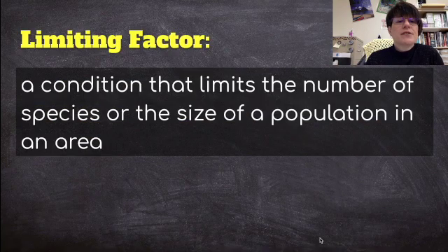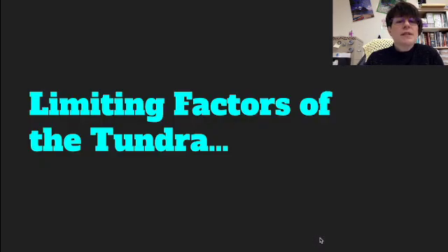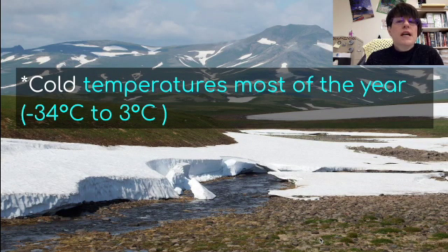A limiting factor is a condition that limits the number of species or the size of a population in an area. So some of the limiting factors of the tundra include the cold temperatures most of the year. The temperatures range from negative 34 degrees Celsius to 3 degrees Celsius. So that's just a few degrees above freezing all year round.